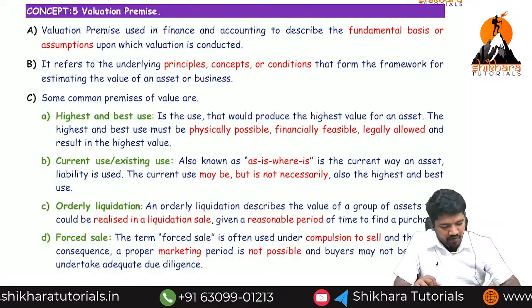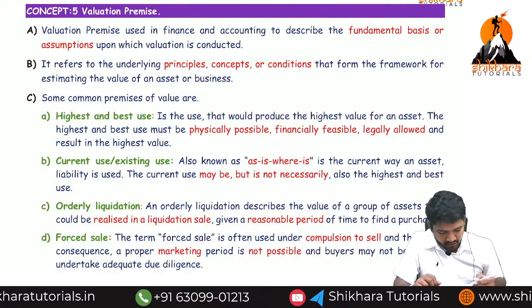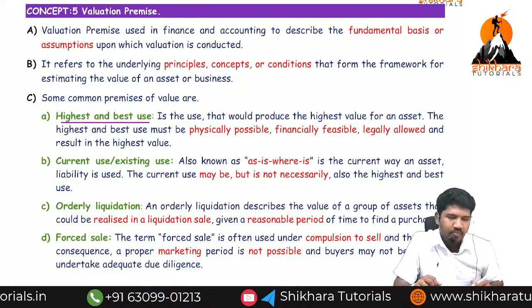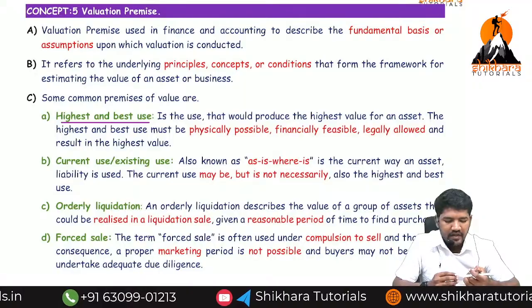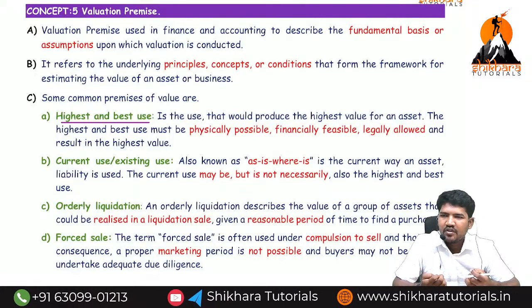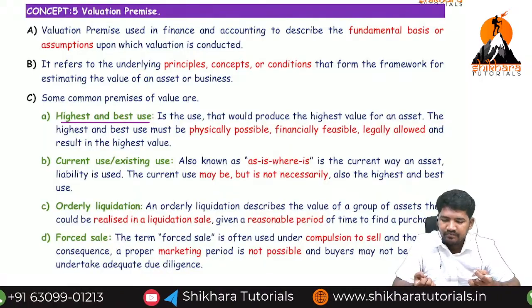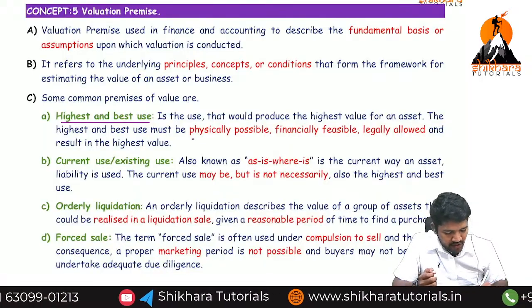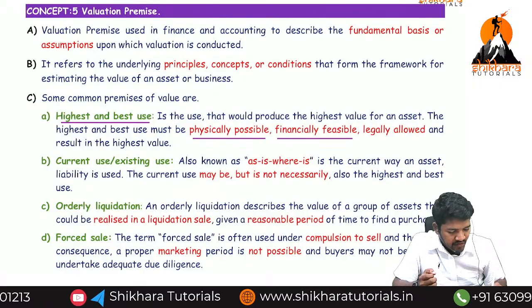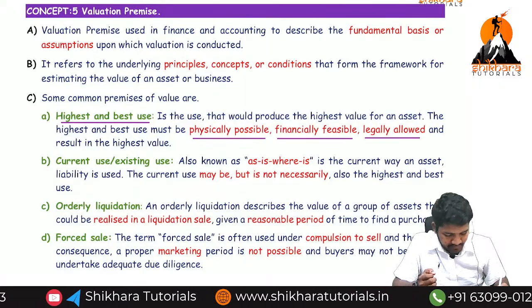So the common valuation premises, the first one is highest and best use. We will check whether the asset gives more benefit for less than 1 year or more than 1 year. Highest and best use means more than 1 year. For that purpose, you have to check whether it is physically possible, financially feasible, and legally allowed or not.